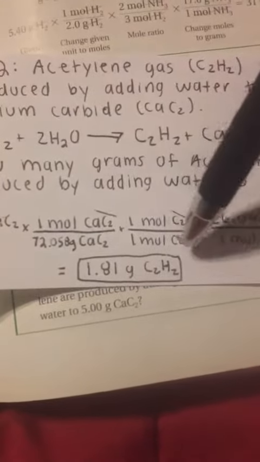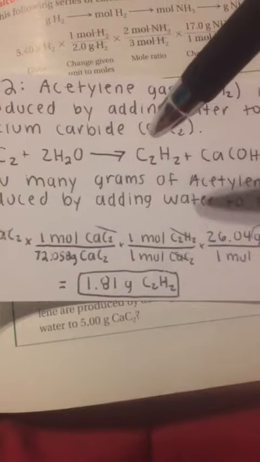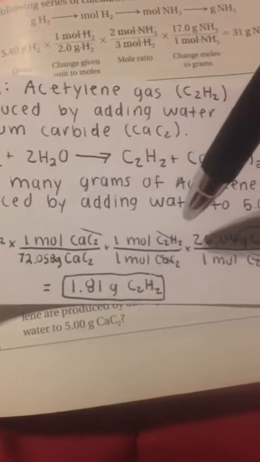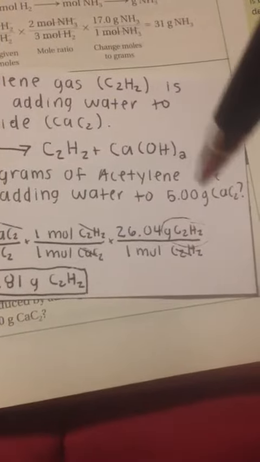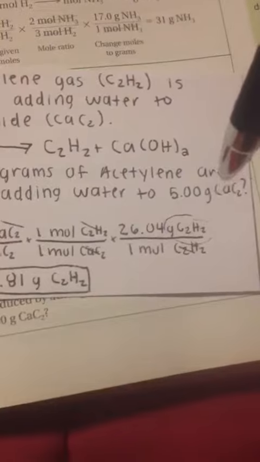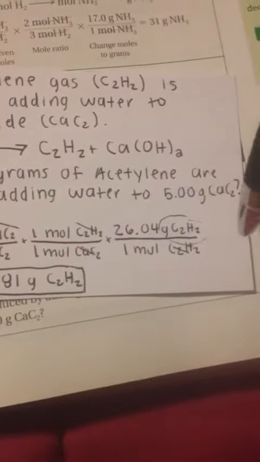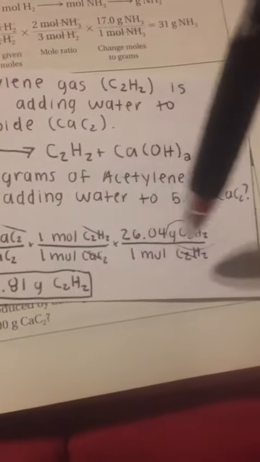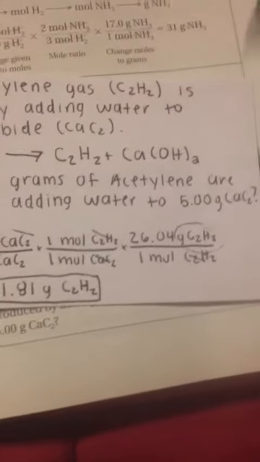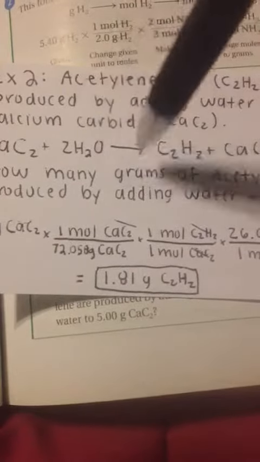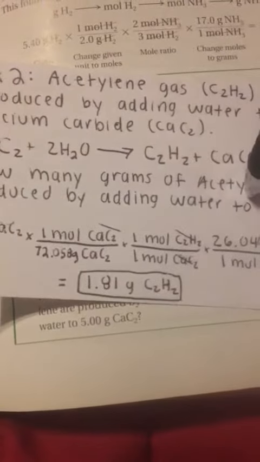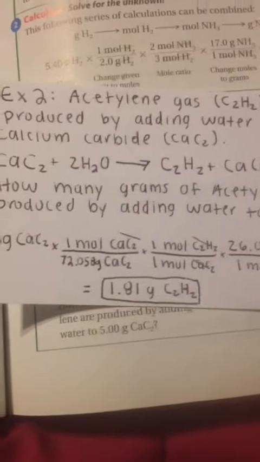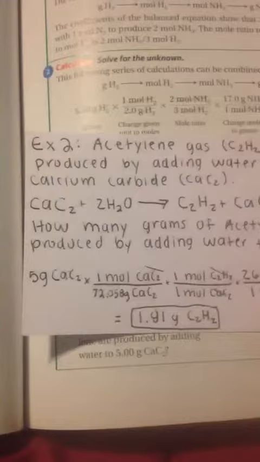So there's 1 mole of CaC2 in the equation and 1 mole of C2H2. And then you multiply it by 26.04 grams of C2H2 over 1 mole of C2H2, and this is the amount of grams in C2H2. So once you multiply everything out, you'll get 1.81 grams of C2H2. And so that's how you do that.